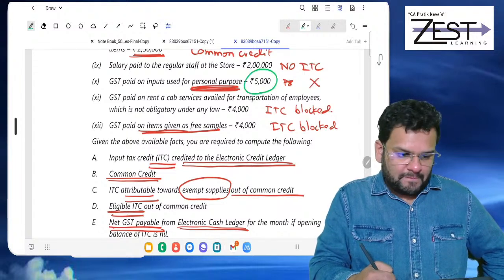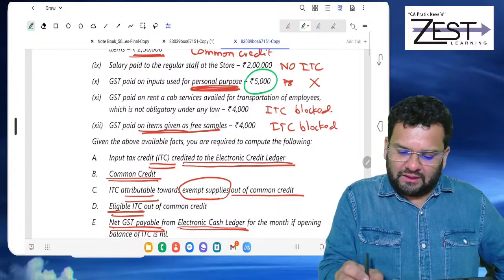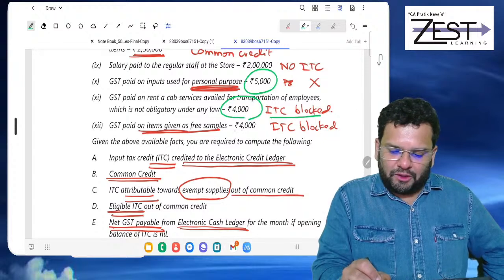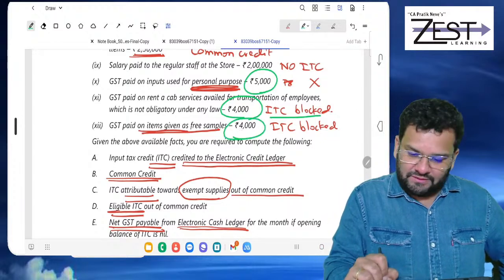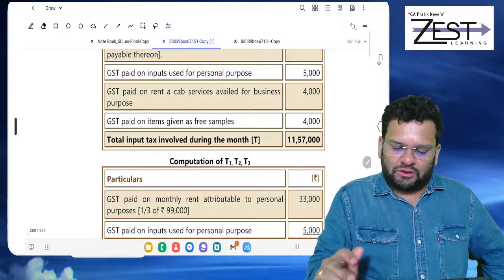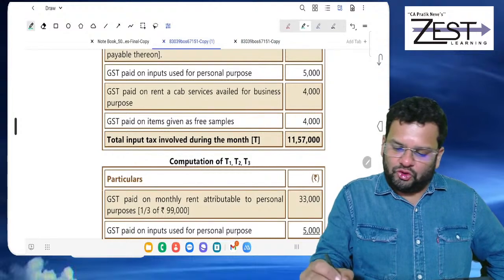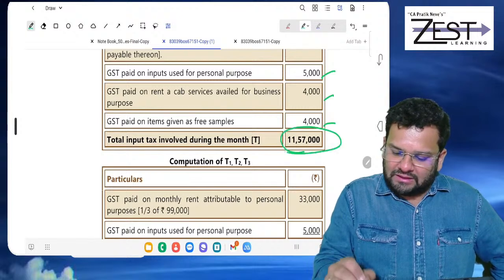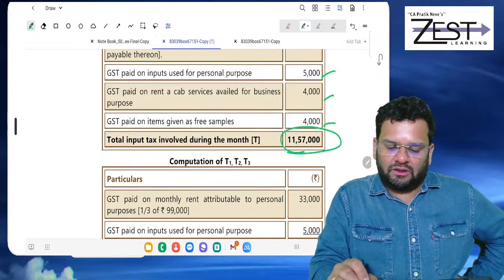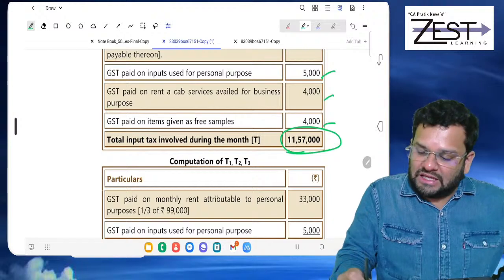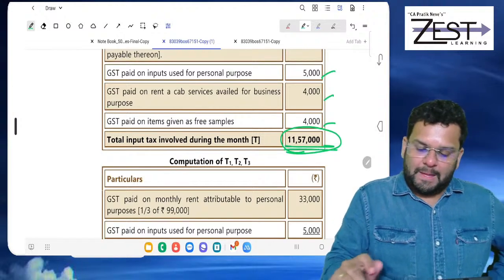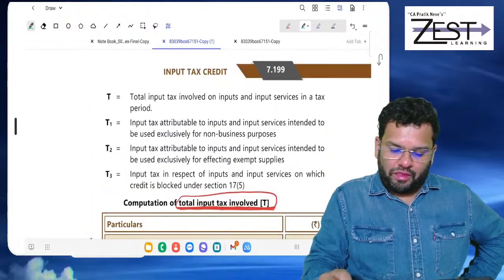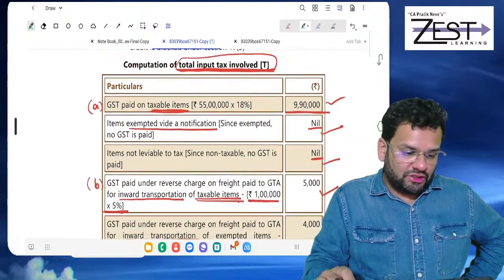Then GST paid on that block credit 4,000, that also you will take, and GST paid on items given as free samples. So 5,000, 4,000, 4,000, you will just take it, and you will get total ITC involved during the month, that is T. Check. Did you get T? That is computation of.